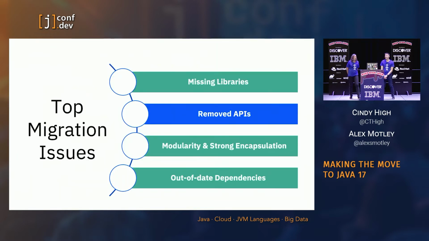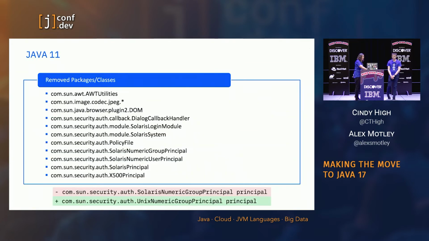All right, removed APIs. We don't have them all here, but we listed some of the removed packages and classes that we certainly scan for in our tools. You can also plug in your Java version, go through, and let your IDE do its work and tell you what's been removed and what's not.